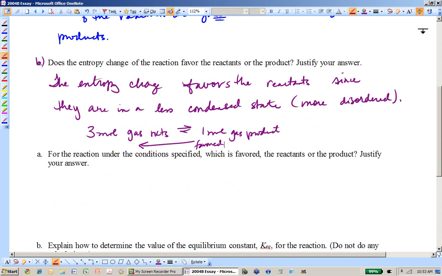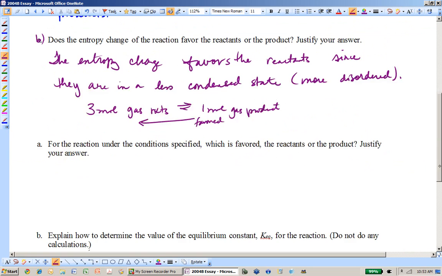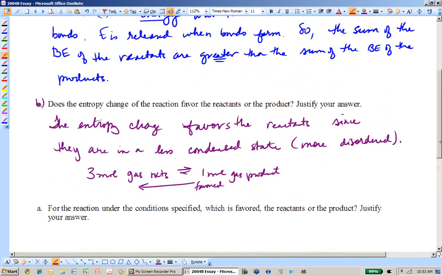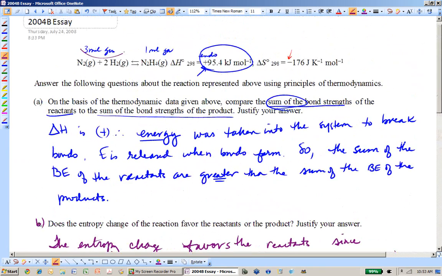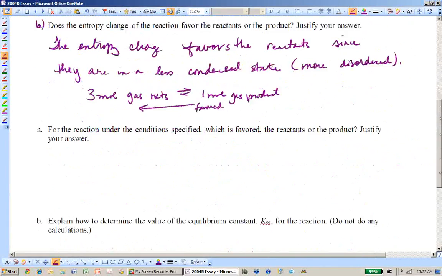You can do it with some diagrams and things to help explain, but the big idea, again, is that 3 moles of gas has more disorder than 1 mole of gas. So the equilibrium is going to shift to favor that 3 moles of gas when it has an opportunity to do so.